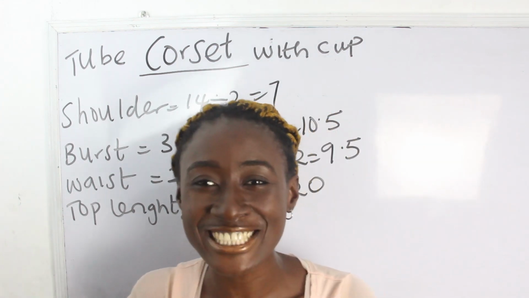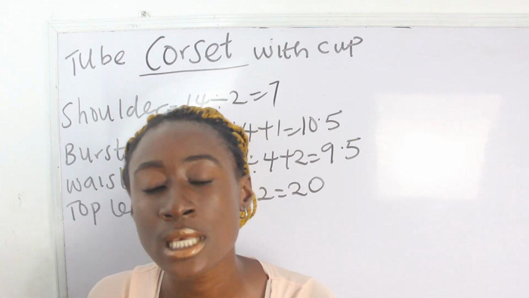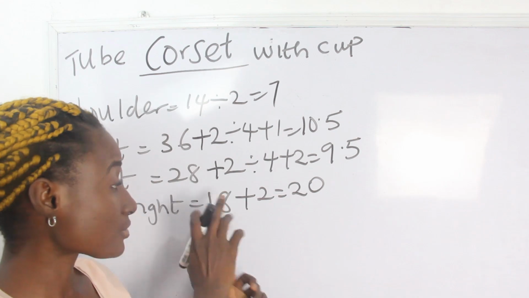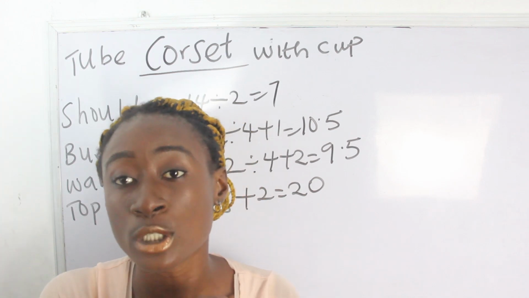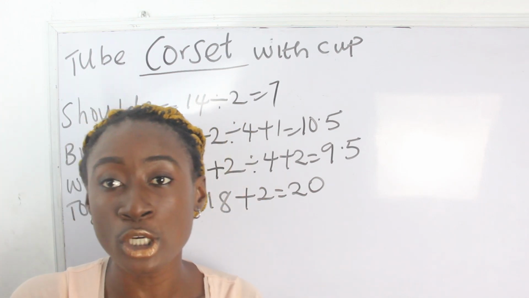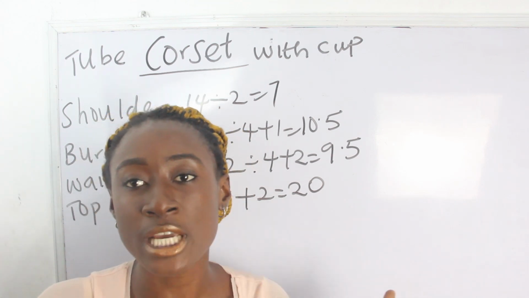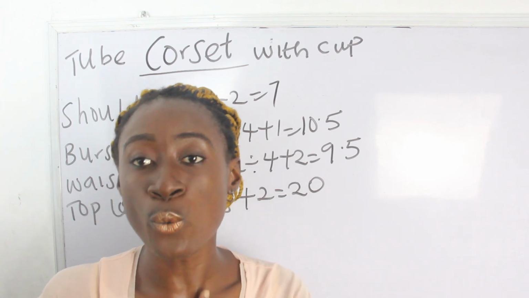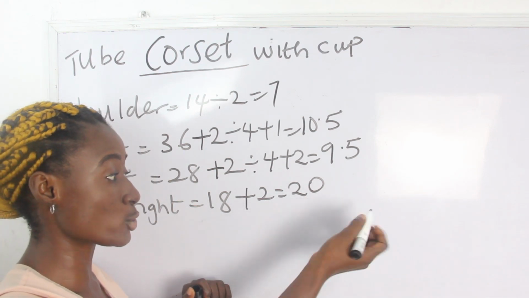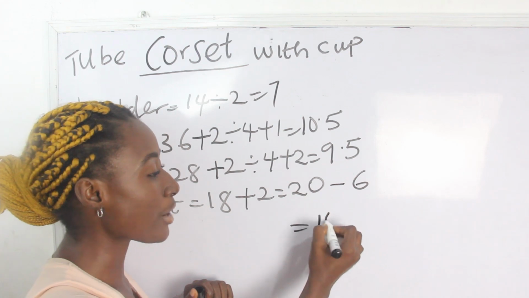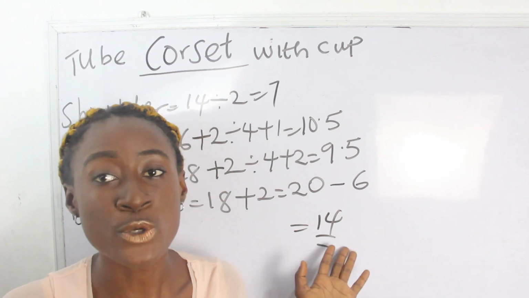Now, in order for you to achieve your tube corset, there are two ways in which you can calculate your top length. The first method is you have your normal length plus your allowance, and when you want to cut, you now deduct your tube from it. You can also deduct the measurement for your tube directly from your measurement. So let's say you want to take away about 6 inches in order to know where your tube is going to start from. Our length now is 20, so you just take away 6 inches, you are going to have 14 inches. So it simply means that when you are taking your top length, you will take 14 inches.